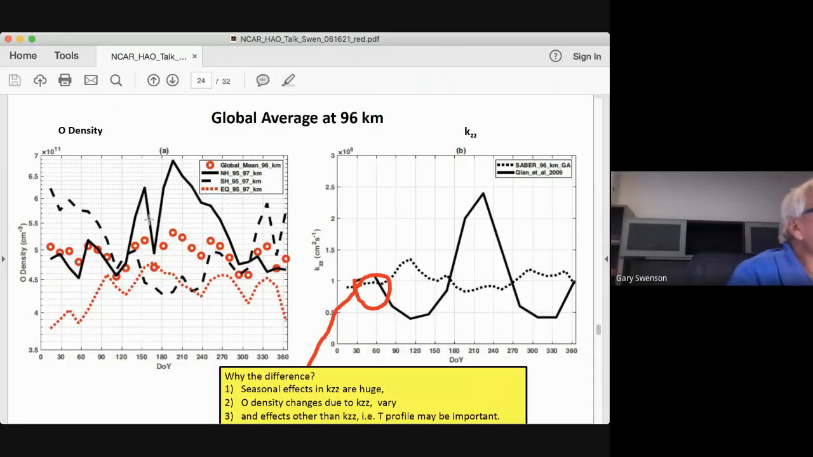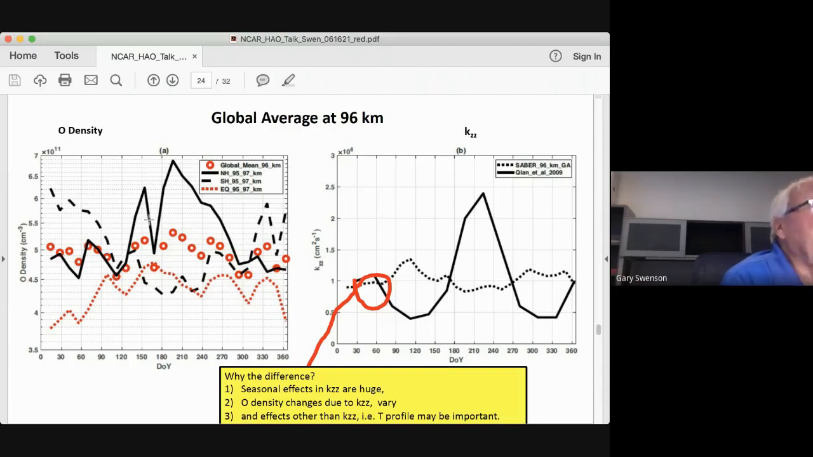So if you go back to the O density data on the left, and you take the three zones: equatorial, northern hemisphere, southern hemisphere. And when we take what we call the global mean there at 96 kilometers, there's not much variation over the course of the year. And those large red circles, when we did that mean, it's area weighted by the area of the respective zones, as the equatorial region was a lesser area than were the mid-latitude zones. So it's been area normalized.